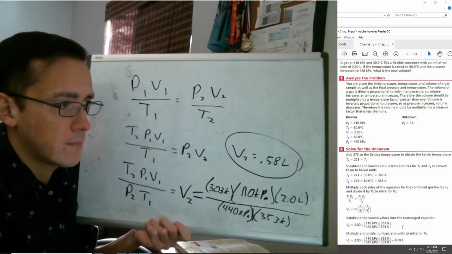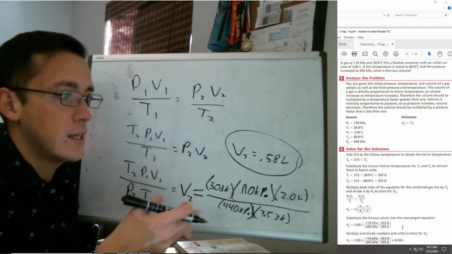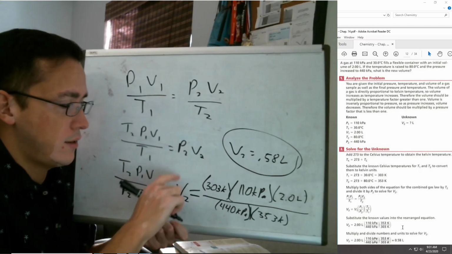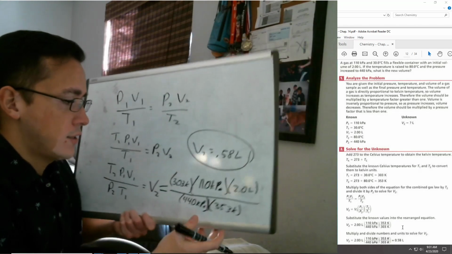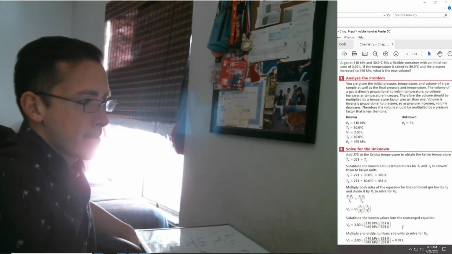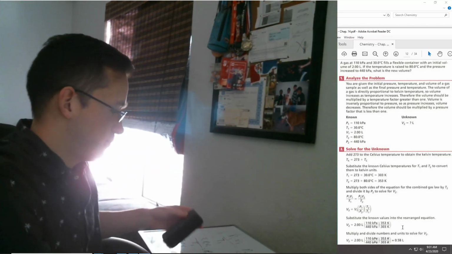Pretty straightforward, I think. Use the algebra to move the variables around until you get the one you want isolated. Plug in everything, and let your calculator find the answer. Easy peasy.